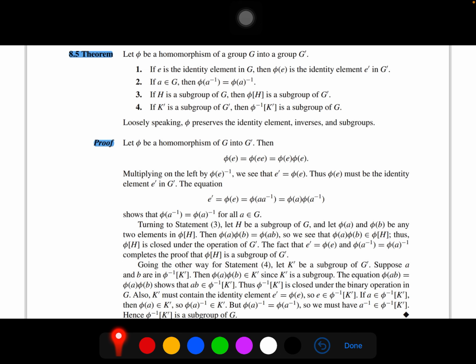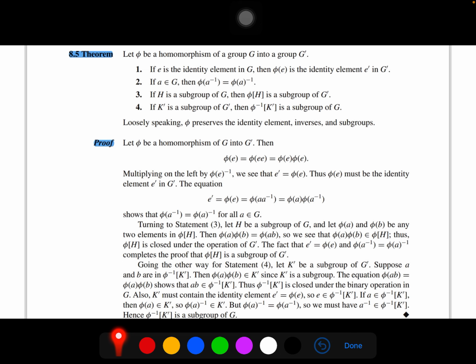Okay, so that's property 1. Property 2 says that if a is in G, we take any element a in the domain, then the mapping of the inverse will be the inverse of the mapping of a. This is also what we have seen by example above, and the proof is given here. Also quite short. Number 3, if H is a subgroup of G. So we have a group G and some subgroup in that group G.